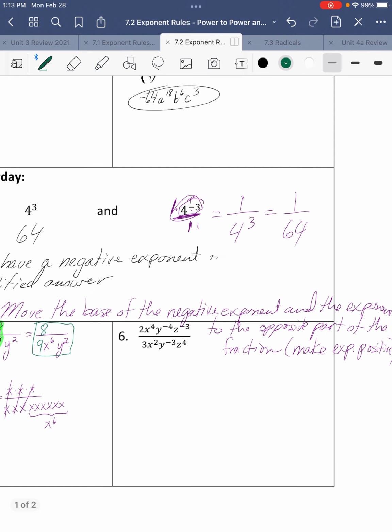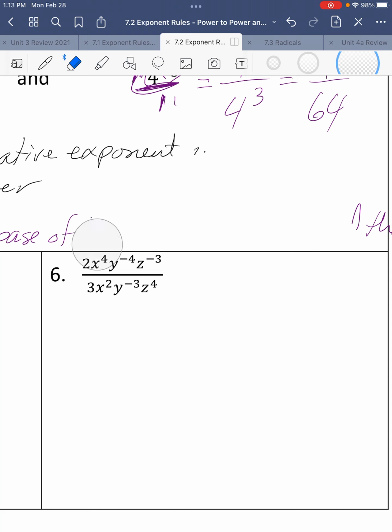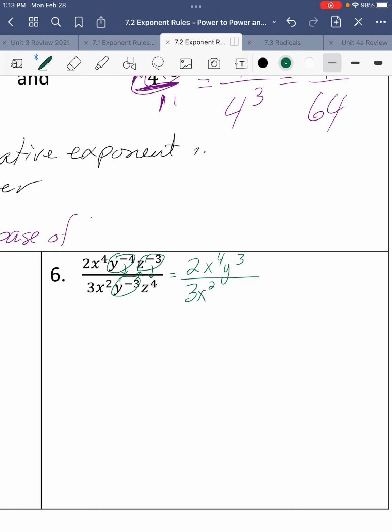All right, let's take a look at number 6. Any numerators and denominators that need to be switched, switch them. So the y to the negative 4 goes down, y to the negative 3 is going to go up, z to the negative 3 is going to go down. So you have 2x to the fourth, y to the third. That's it in the numerator. The denominator is 3x squared, y to the fourth, z to the third, times z to the fourth.